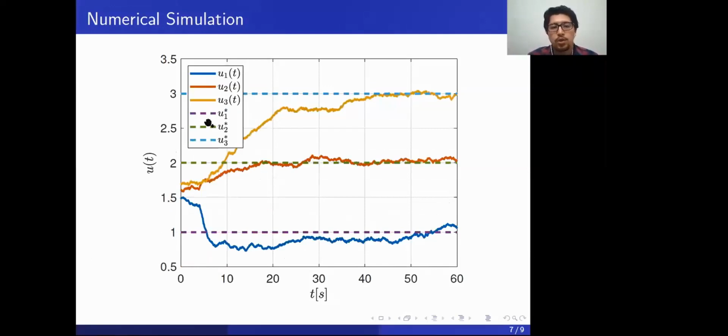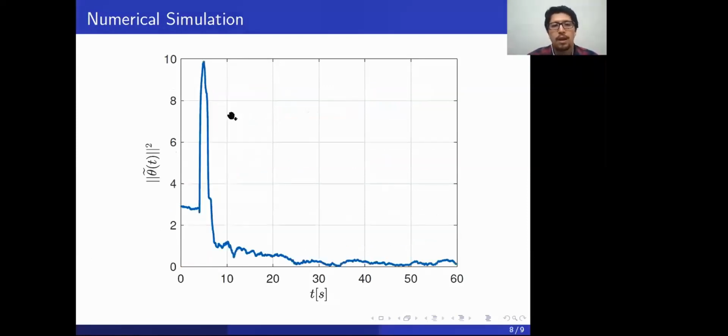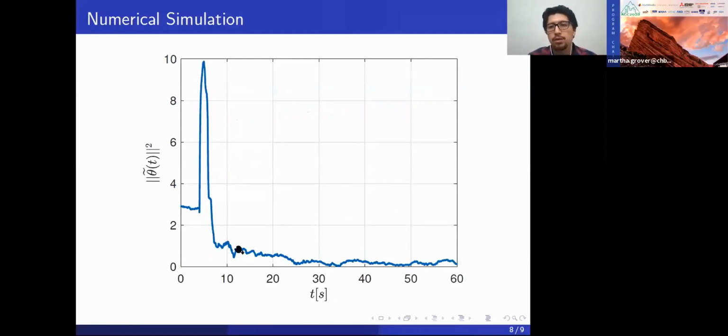This figure shows the evolution of the proposed control inputs and their optimal values. And the final figure shows the norm of the gradient estimation error with respect to time.